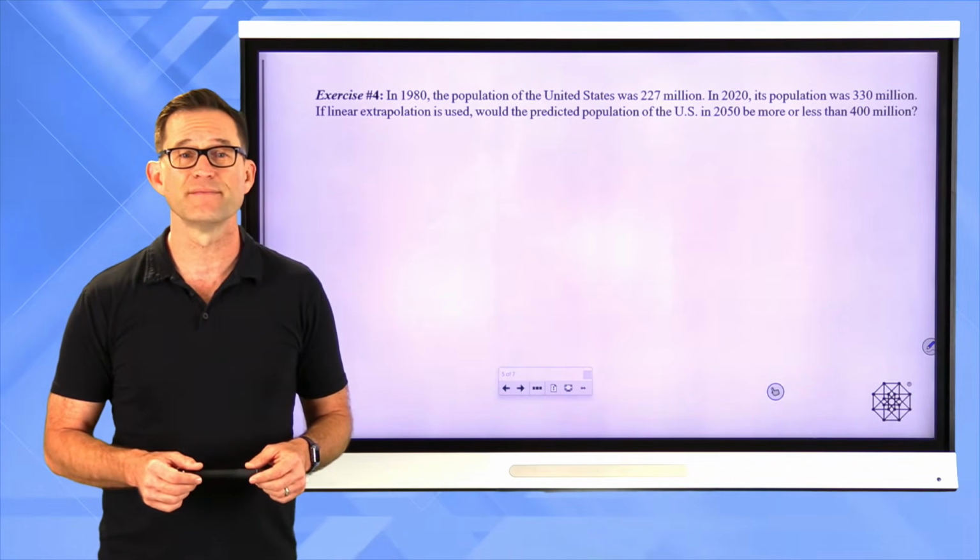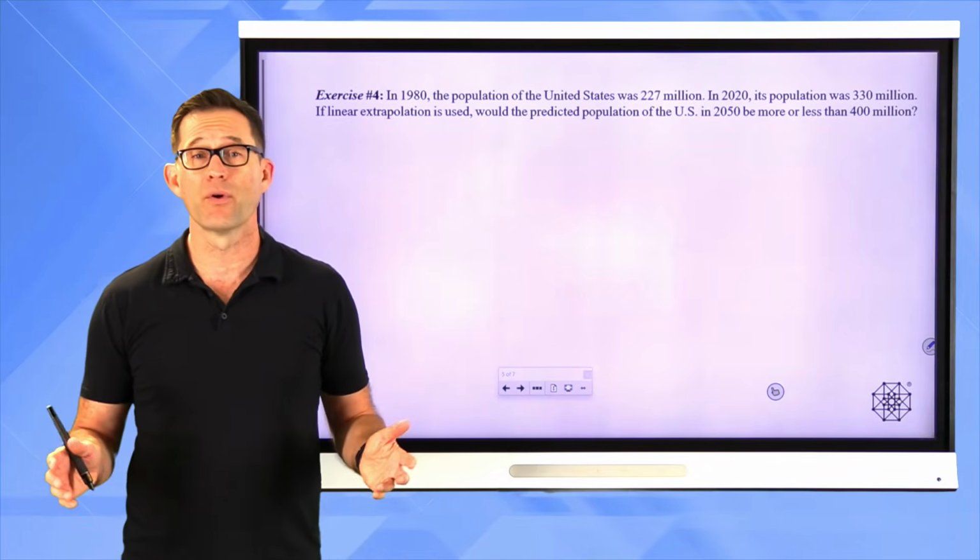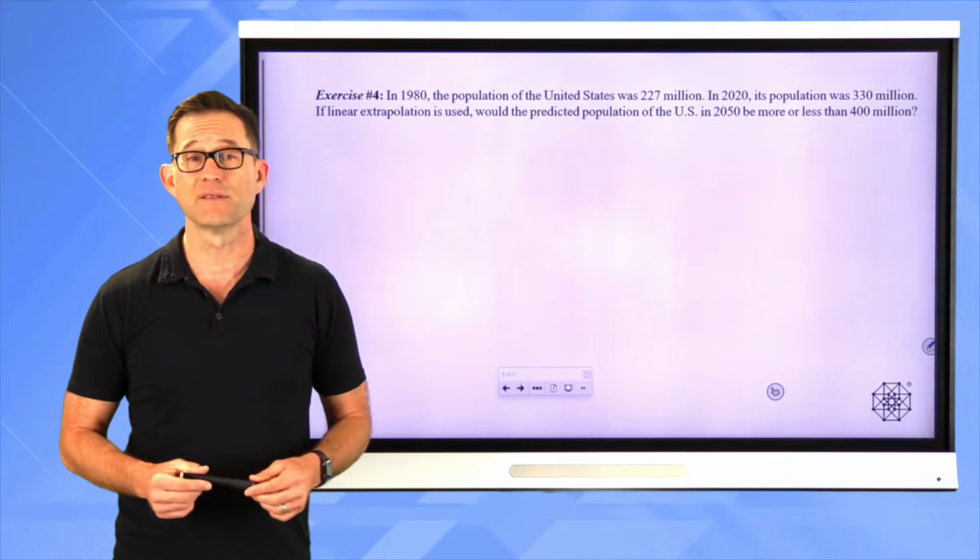Exercise number 4. In 1980, the population of the United States was 227 million. In 2020, its population was 330 million. If linear extrapolation was used, would the predicted population of the US in 2050 be more or less than 400 million? All right, so we don't know whether or not the population of the United States is linear.